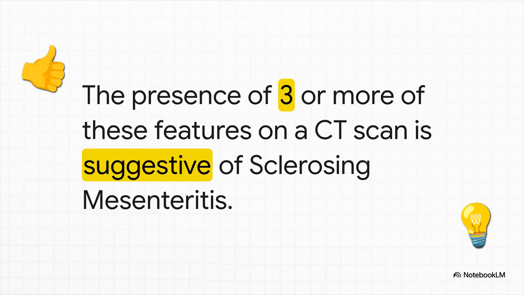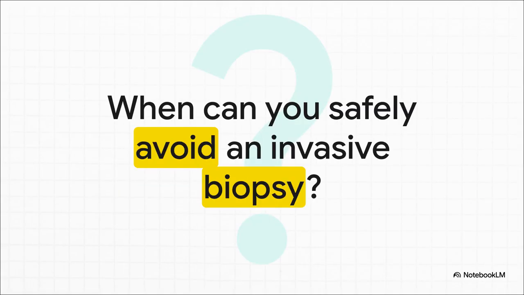And here's the practical rule you can use. You don't actually need to find all 5 of those features. The clinical rule of thumb is pretty simple. If you see 3 or more of these criteria on a CT scan, you can be pretty darn sure you're looking at sclerosing mesenteritis. Which, of course, leads us to the million-dollar question for any clinician, right?